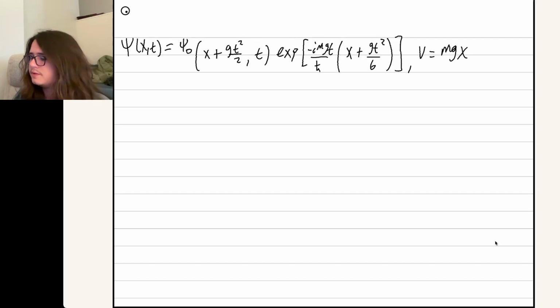Alright, silly people, here's the situation. This is the wave function for a particle in free fall, supposedly, because it's just a particle that is subject to the potential V equals mgx. And we're going to run this through the Schrodinger equation, see if it satisfies it, and then also check the expectation value of x and see if you get a sensible answer.